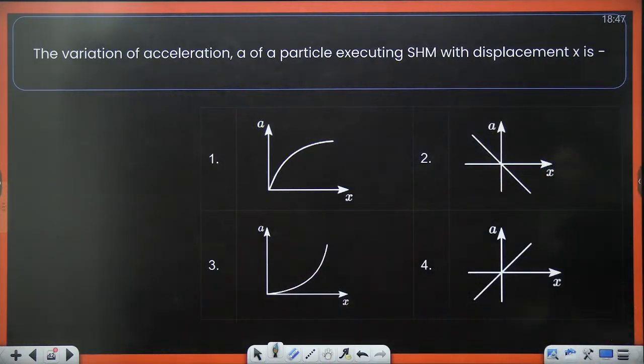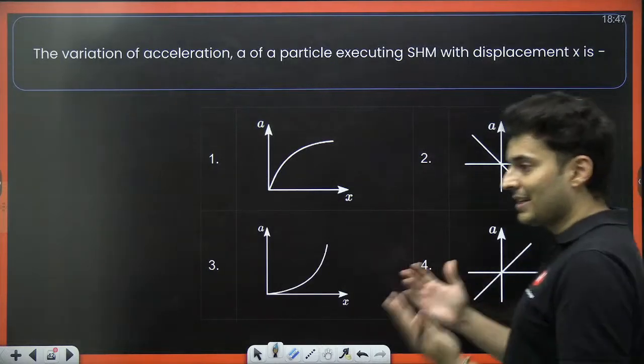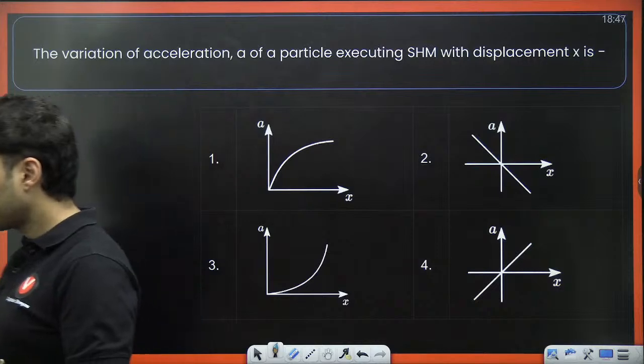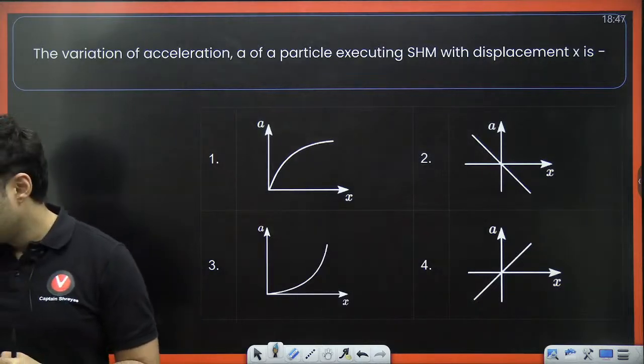Okay. Variation of acceleration of a particle executing SHM with displacement x is how much? Come on, think about it.